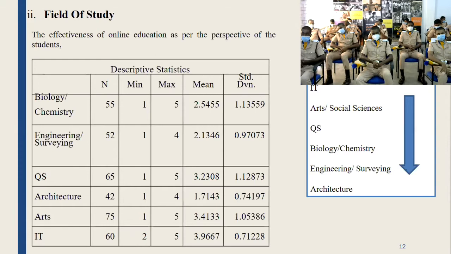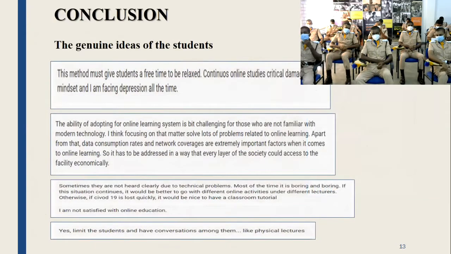From that, we can understand that IT, arts, and social sciences, which are more theory-based and computer-based, have seen a higher level of satisfaction. Whereas the engineering, survey, and architecture students, whose disciplines are practical-based, lab-based, or design-based, have shown less satisfaction towards the online learning sessions so far. With that, I can come to my conclusion.